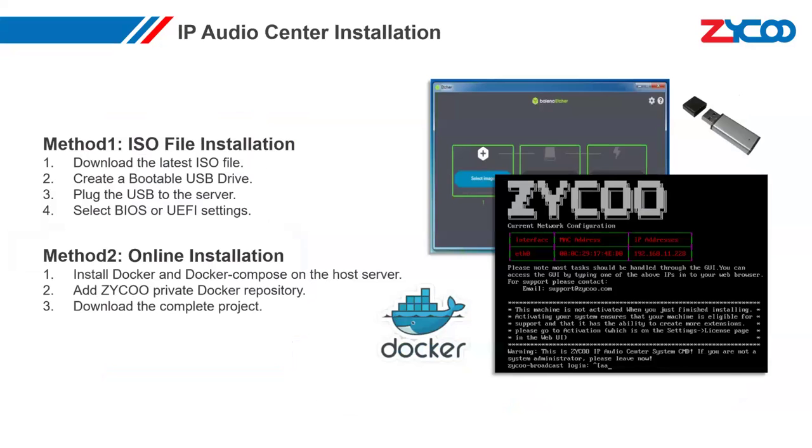So we have two methods to download the IP Audio Center software. The first one is you can choose the ISO file to install. You can download the latest ISO file provided by our support team into a USB drive and plug the USB drive into the server. Then you can finish some settings like the BIOS or UEFI. After that, you can use the IP Audio Center software.